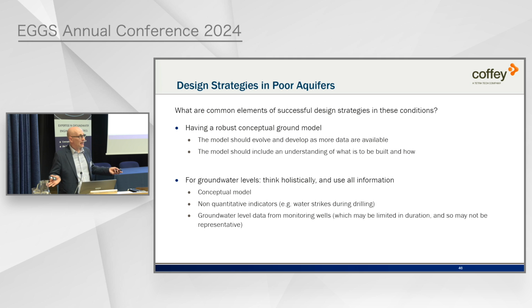It goes without saying, so I'm going to say it, conceptual model. Everything comes back to conceptual model, which is going to evolve as you get more data. The vast majority of big problems I come across aren't about numbers, they're about the concepts. For groundwater levels, think holistically and use all information. Have a conceptual model. Look at these non-quantitative indicators, water strikes during drilling. Try and get water level data from monitoring wells, but again, be aware that it might take weeks in some cases for open wells to equilibrate.